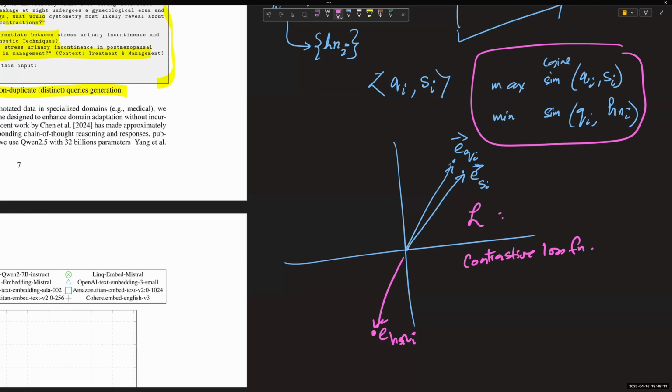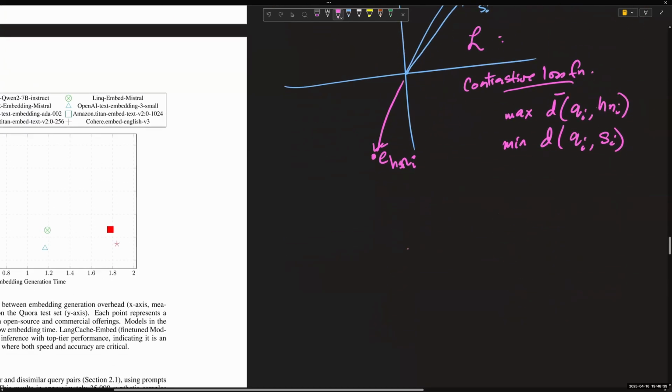What you say is minimize, maximize the distance between negative d minus, which is the distance between qi and hard negative I, and minimize the distance, which is the opposite of saying the previous one, similarity qi and similarity I, right? Contrastive loss function. And then there is another variant of it, actually, which uses a slightly different trick.